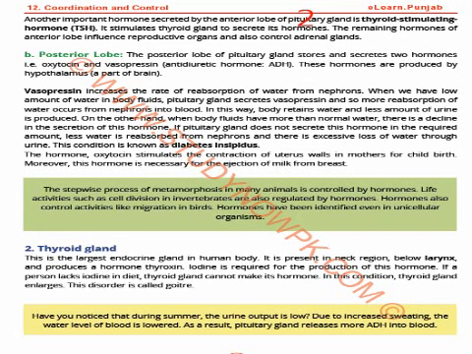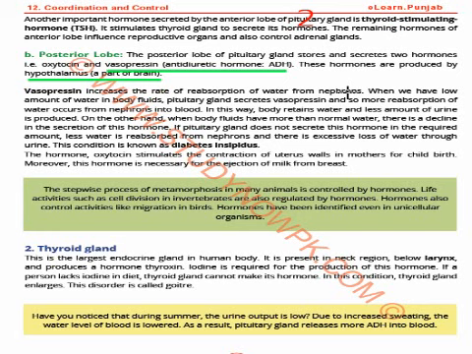The vasopressin is the anti-diuretic hormone, ADH. So if they are talking about vasopressin, it is also known as ADH, anti-diuretic hormone. The hormones are produced by the hypothalamus, which is a part of the brain. So what does vasopressin do? Vasopressin increases the rate of reabsorption of water from the nephrons.